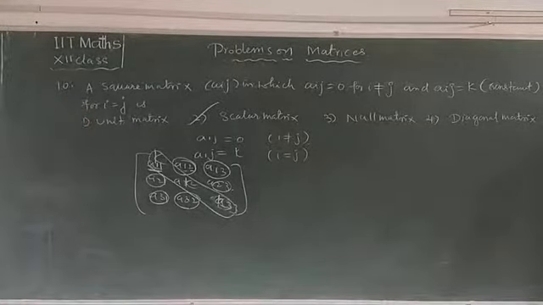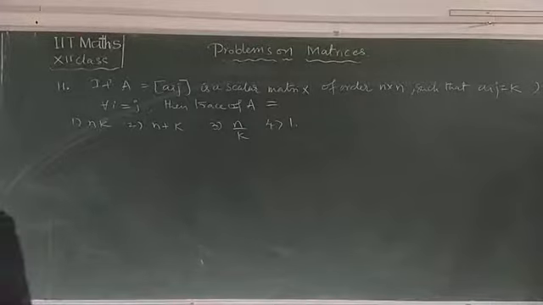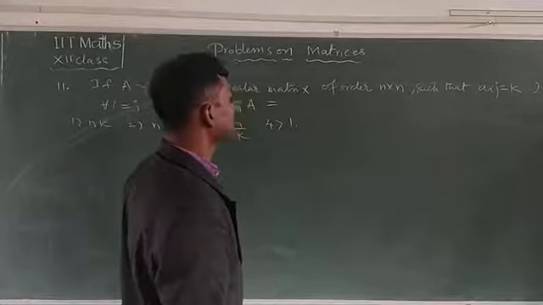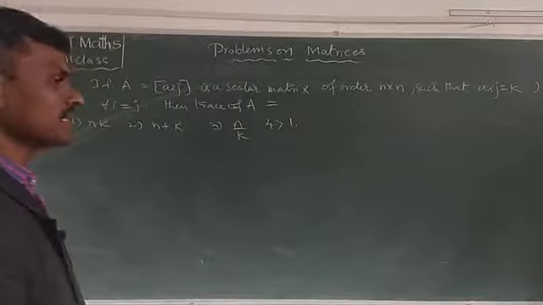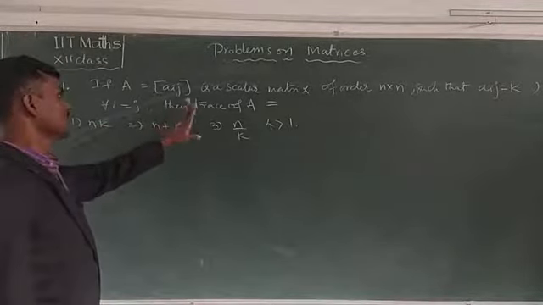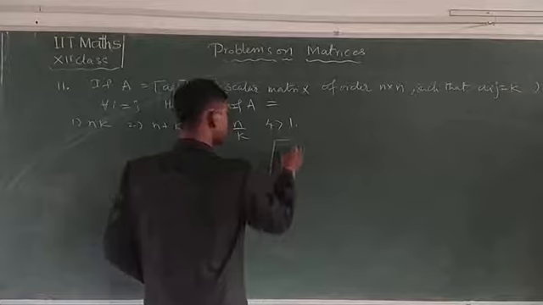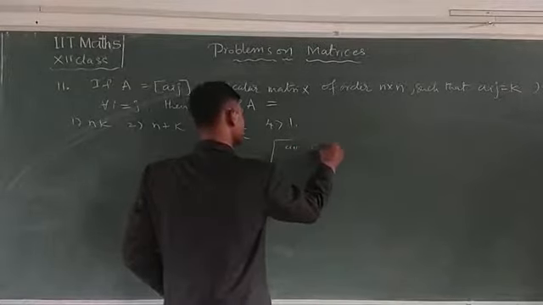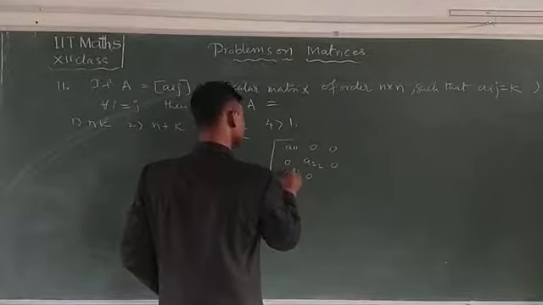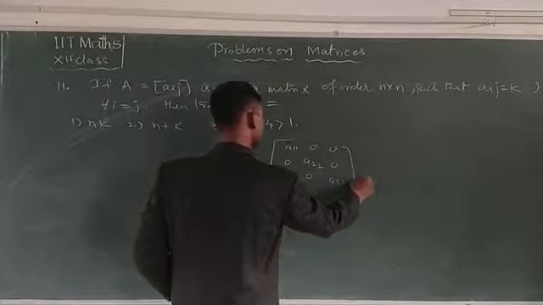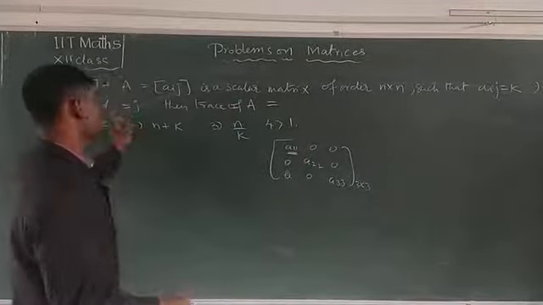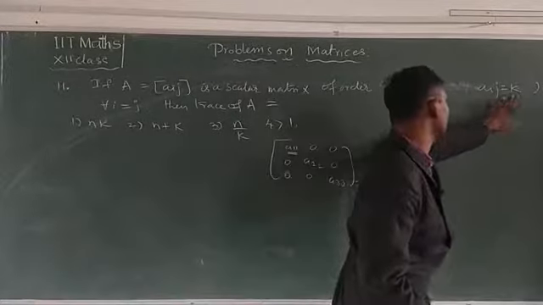Note down. Okay, next, 11th problem. If A is equal to the matrix Aij is a scalar matrix of order n cross n such that Aij is equal to k for all i is equal to j, then find the trace of A. See here, this is A11, this is 0, 0, 0, A22, 0, 0, 0, A33. This is a 3 cross 3 scalar matrix. Then this value is i is equal to j. For all i is equal to j, its value is equal to k.